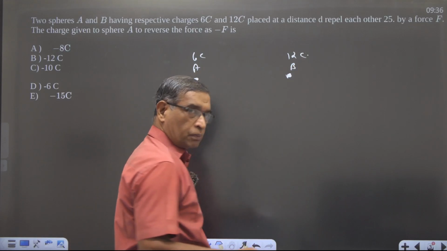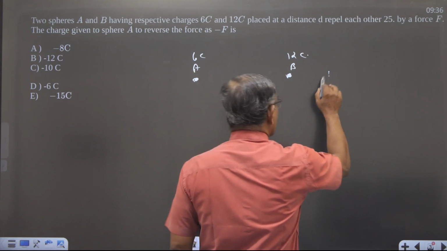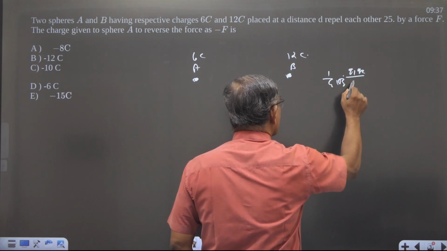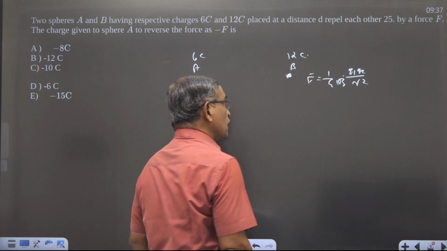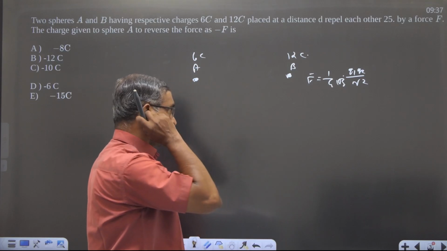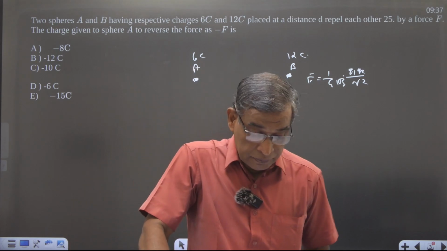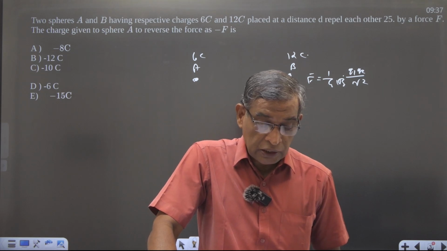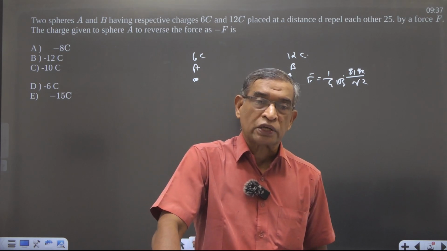The repulsive force is 1 by 4 pi epsilon 0, Q1 Q2 by R square, where R is the separation between them. Here, since they are like charges, there is a repulsive force. And what does the question say? The question says the charge to be given to A. Now I have to give additional charge to A so that the force becomes minus F.